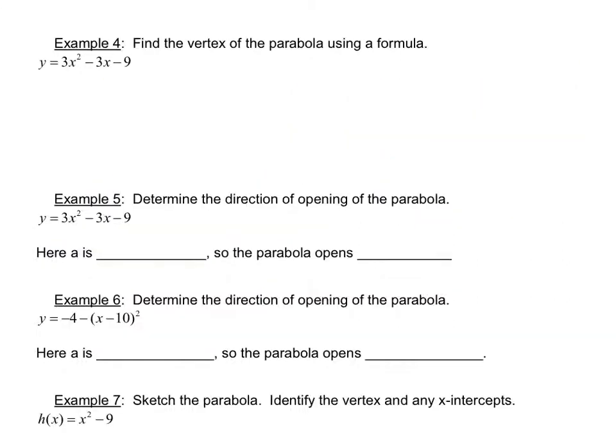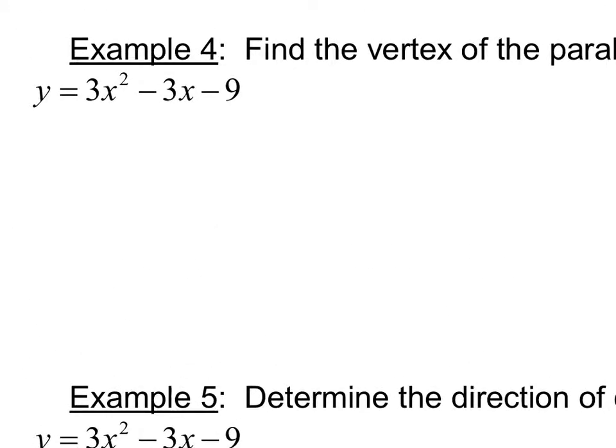Alright, so another way to find the vertex of the parabola is you can use the formula for the x-coordinate. X-coordinate equals negative b divided by 2a. So what you would do here is you would say x equals negative b divided by 2 times a, which is 3 over 6, which is 1/2, which is what we got when we did it the other way.